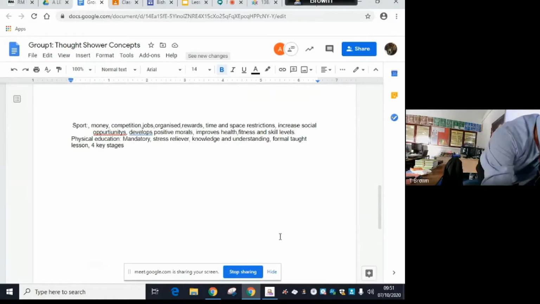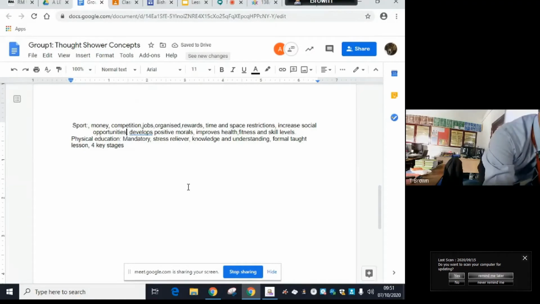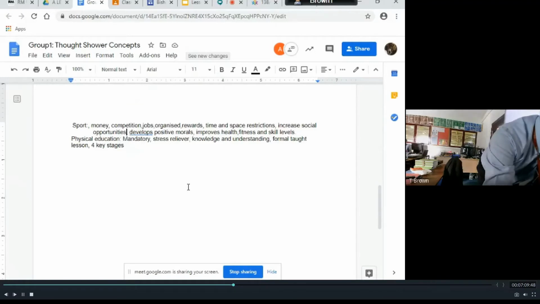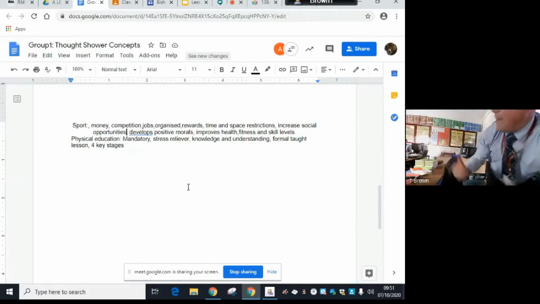Sport: money, competition, jobs, organised, rewards, time, space restrictions, increased social opportunities. That's IES, boys, on opportunities, so I'll change it for you. Develops positive morale, improves health, fitness, skill levels. Physical education: mandatory, stress reliever, knowledge and understanding, formally taught, 4 key stages. Good. So we're going to keep adding to that.